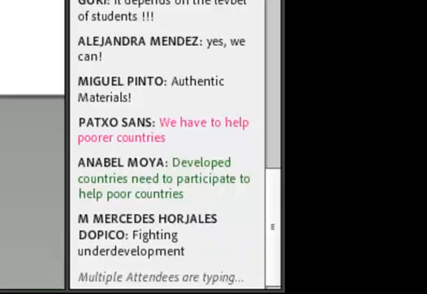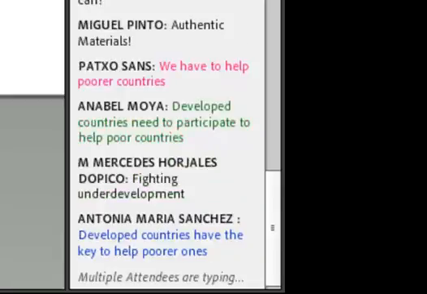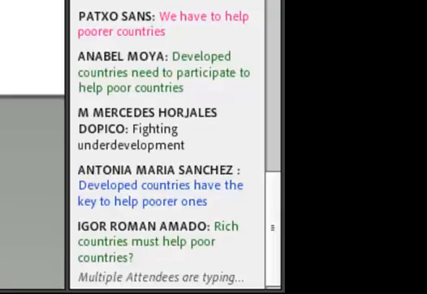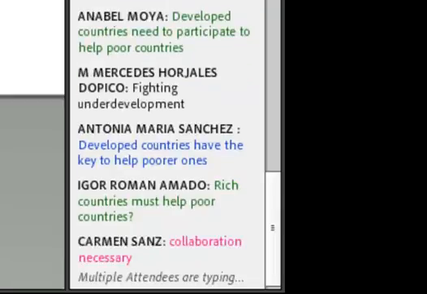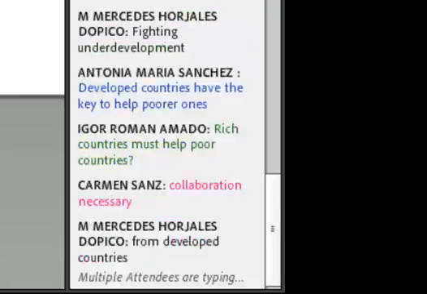Fighting underdevelopment. Okay, 2 words, Mercedes, but it's a start. Developed countries have the key to help poor ones. Again, Antonia, rich countries must help poor countries? As a question, Igor, great.